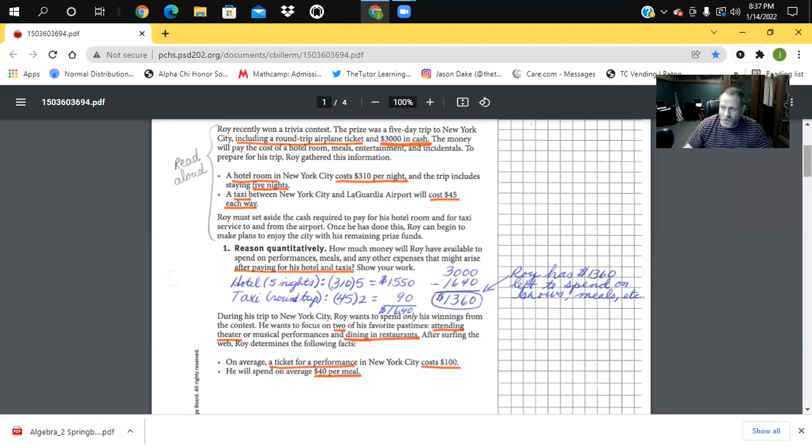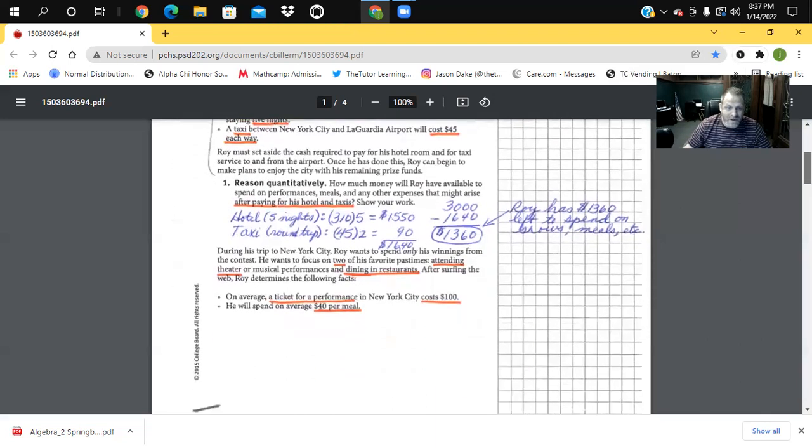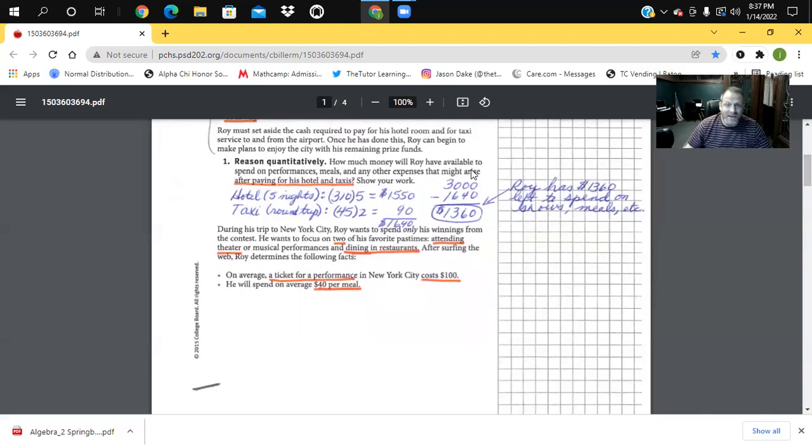All right, let's start looking into number one. Roy must set aside the cash required to pay for his hotel room and for taxi service to and from the airport. Once he has done this, Roy can begin to make plans to enjoy the city with his remaining prize funds. Number one, how much money will Roy have to spend on performances, meals, and other expenses that might arise after paying for his hotel and taxis? Show your work.